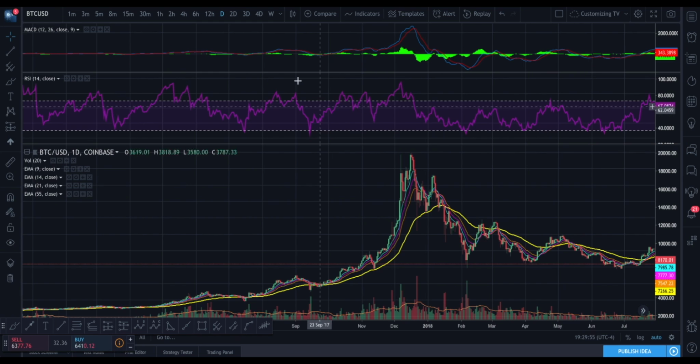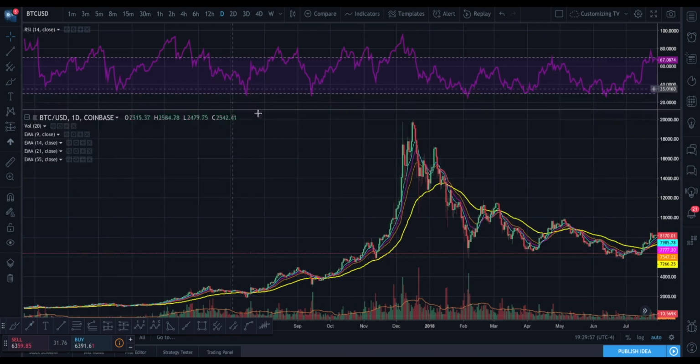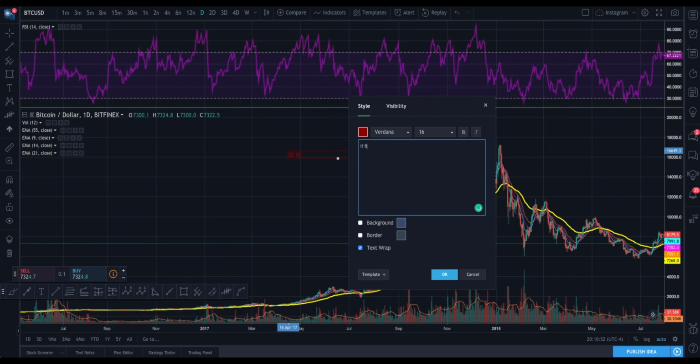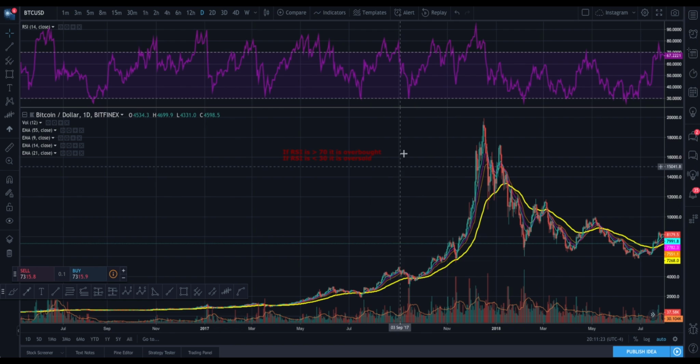Because we're going to be doing RSI, I'm going to take the MACD out. So I'm going to write this down here. If RSI is above 70, it is overbought. If RSI is below 30, it is oversold. And that's what these shades are here for.